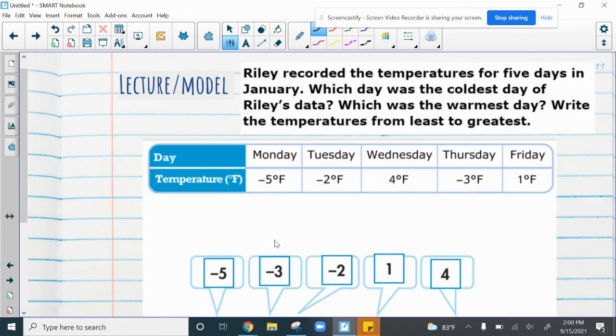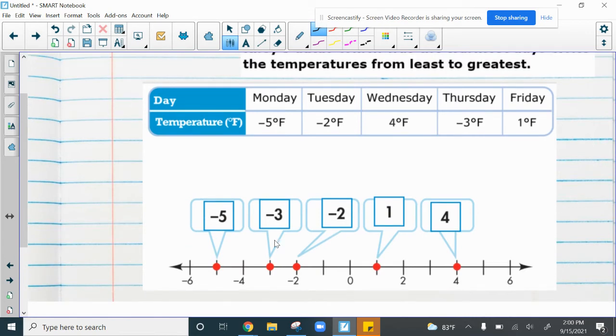All right, so now let's talk about how we would put numbers in order. I have a list of temperatures here for a week. As you can see, some of these temperatures are negative, so this must be somewhere that's really cold. Maybe somewhere like Alaska or somewhere that gets very, very cold. Even sometimes it gets this cold here in Massachusetts.